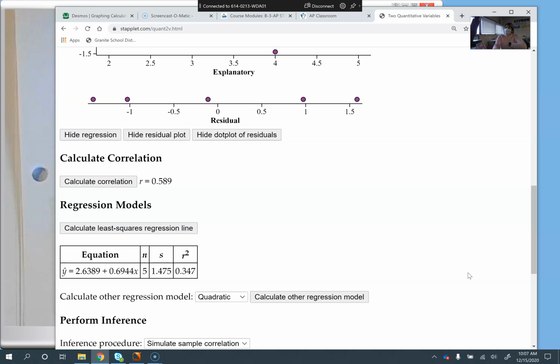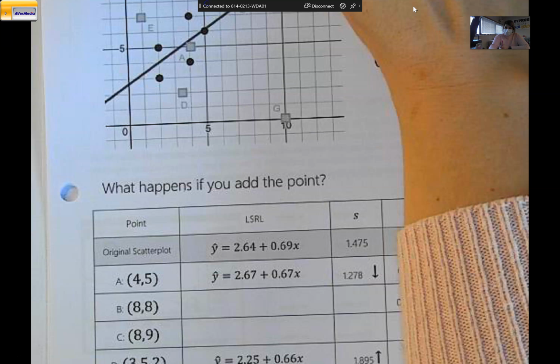So the gray line, sorry, distance learners, I forgot to change my screen.